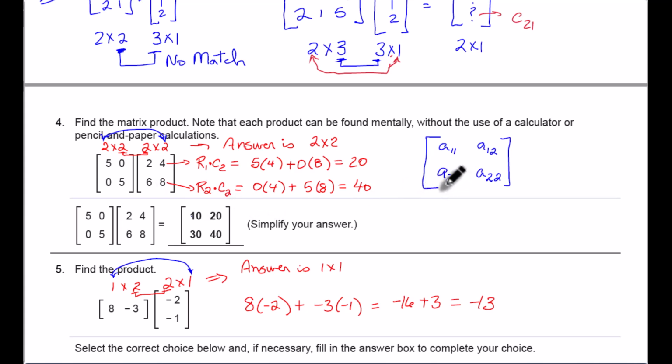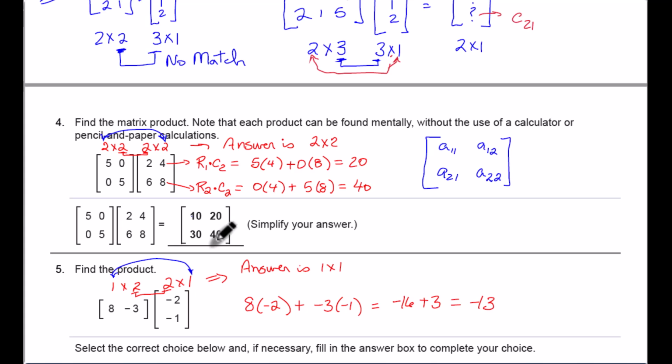A21, second row, first column. All right, let's see, second row, first column, 0 times 2, well, that's 0, and 5 times 6 is 30. And the last one, A22, all right, second row, second column, so 0 times 4, well, that's 0, and 5 times 8, and that's a 40.